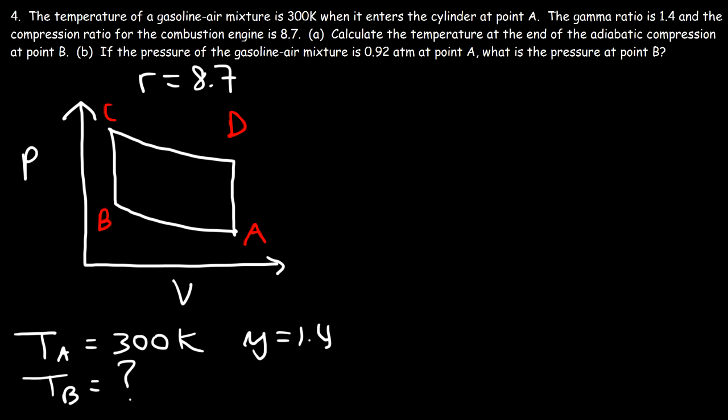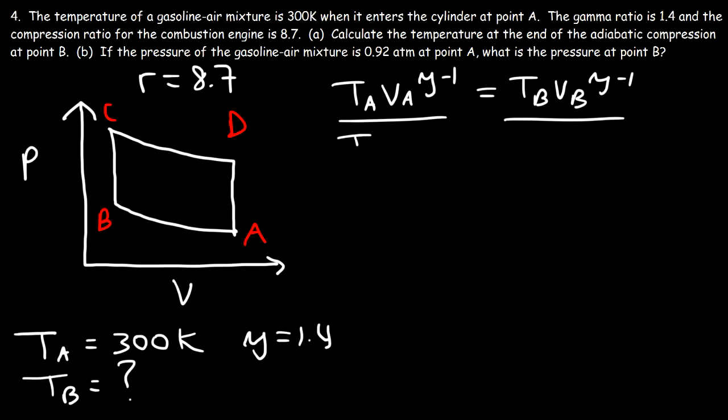So what formula should we use to calculate this? Well, we can use this equation: TAVA raised to the gamma minus 1 is equal to TBVB raised to the gamma minus 1. Now what I'm going to do is divide both sides by TA and by VB. So on the left, these will cancel. On the right, these will cancel.